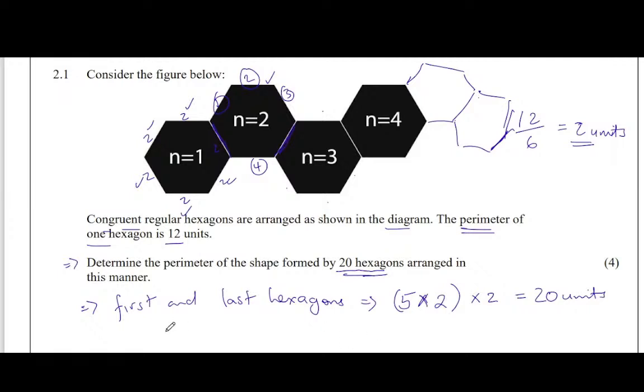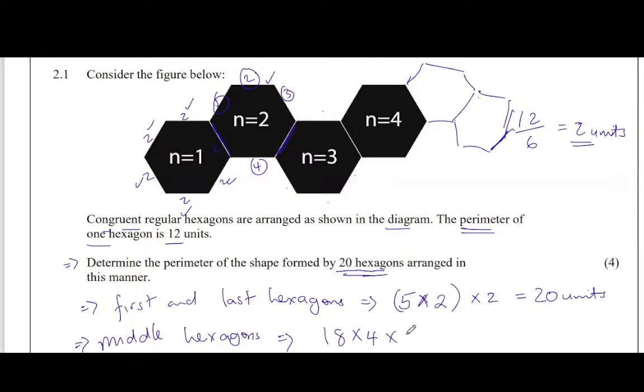Okay, then I will look at the middle hexagons, or the middle pattern. With the middle hexagons, how many will they be? Since I've removed 2 out of 20, I'll be left with 18 of them. So with these 18 hexagons, each hexagon is having how many open sides? It's 1, 2, 3, and then 4. 4 sides that are open.